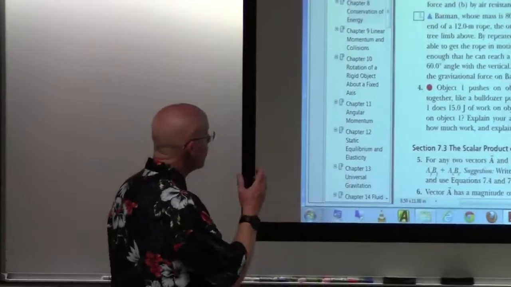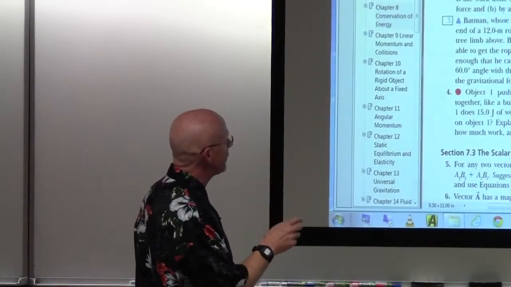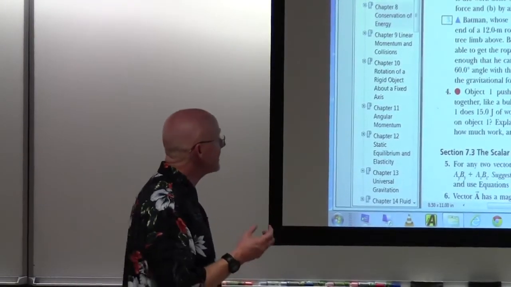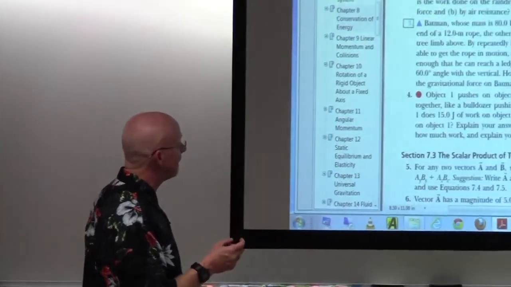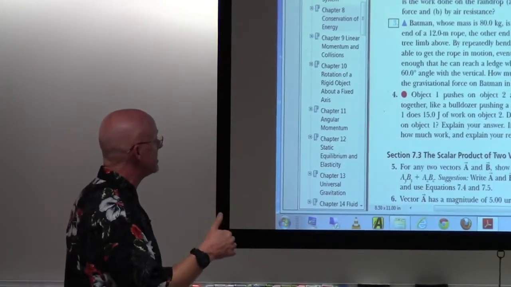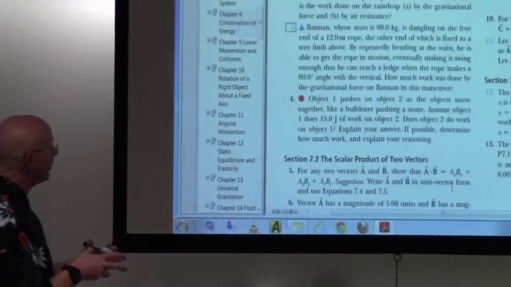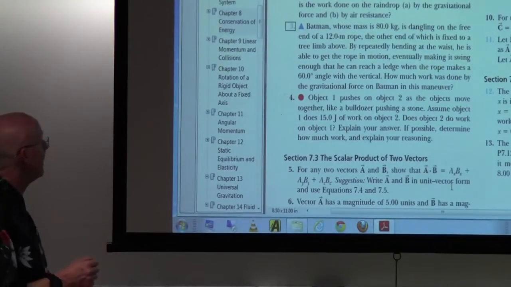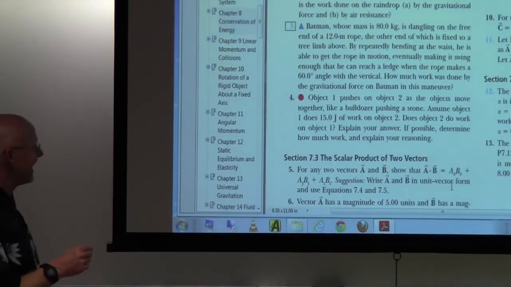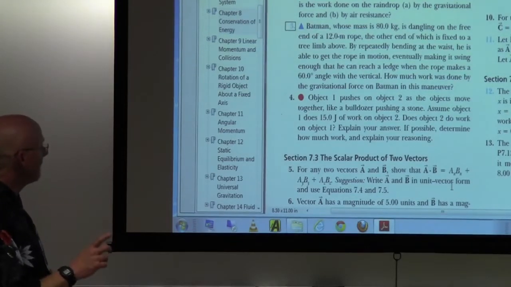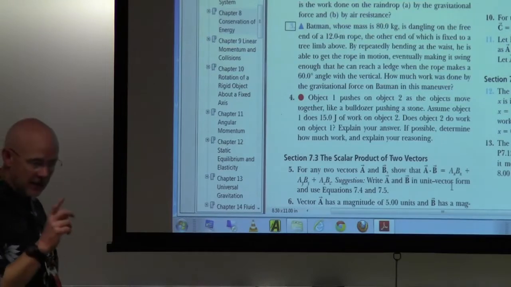It says, a raindrop has a mass of 3.35 times 10 to the minus 5 kilograms. It falls vertically at a constant speed under the influence of both gravity and air resistance. Modeling this raindrop as a particle, it falls 100 meters. What is the work done on the raindrop by A, gravity, and B, air resistance?